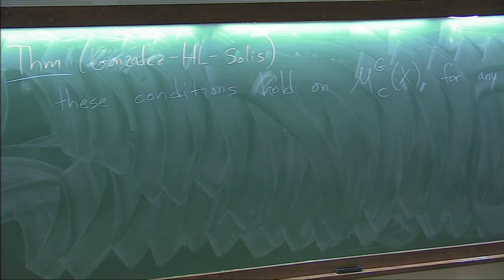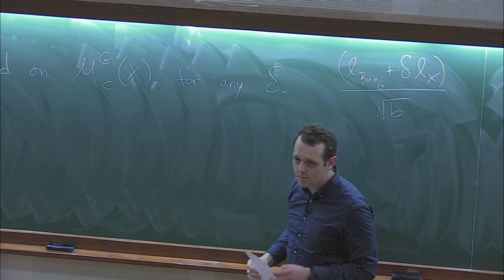When delta is very close to 0, I've erased the formula, but it was L Bun-G plus delta Lx divided by square root of B. So when delta is very close to 0, this just looks like the stability function for Bun-G. So for delta very close to 0, you're basically getting something that's converging to the Harder-Narasimhan filtration.